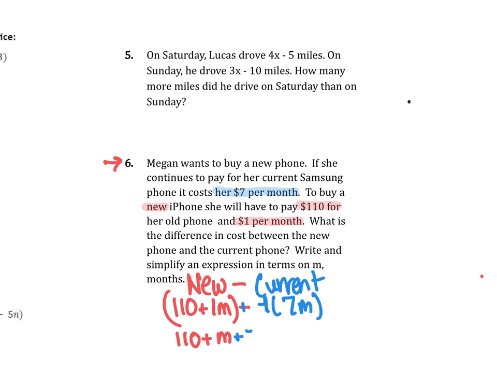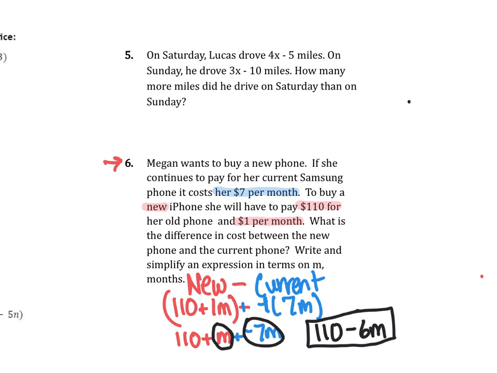So plus -7m. So now when I combine like terms, I'm combining the m's together, and I get 110 plus a -6m, or -6m. So there it is. There is the expression to represent the difference in price.